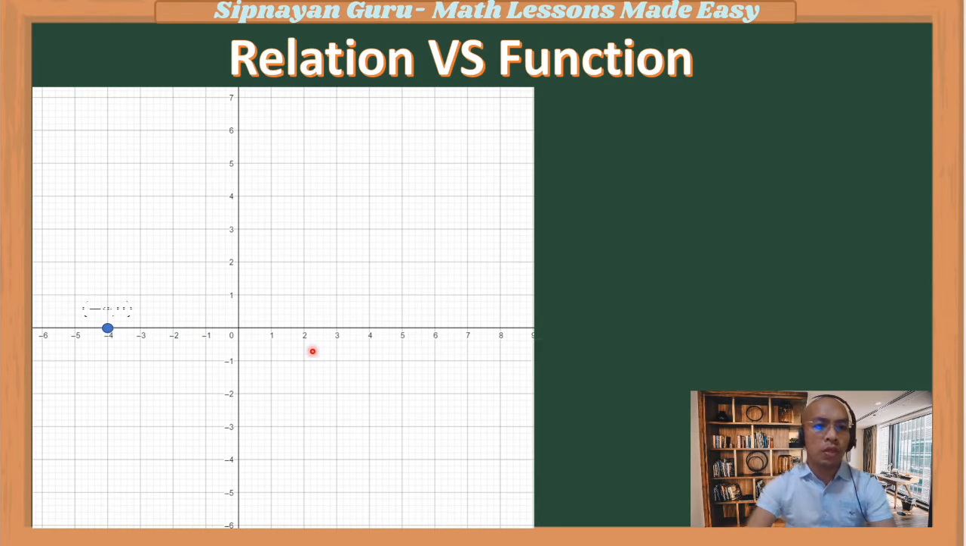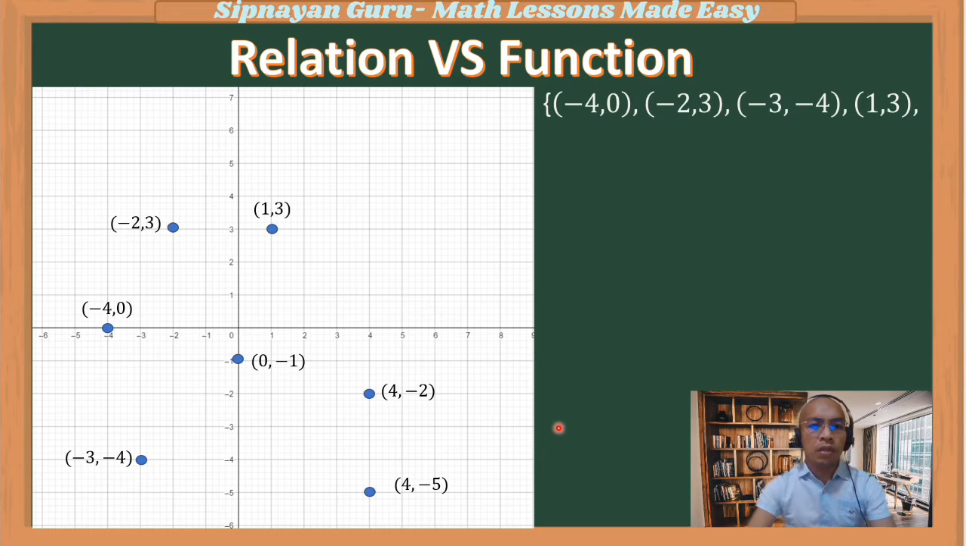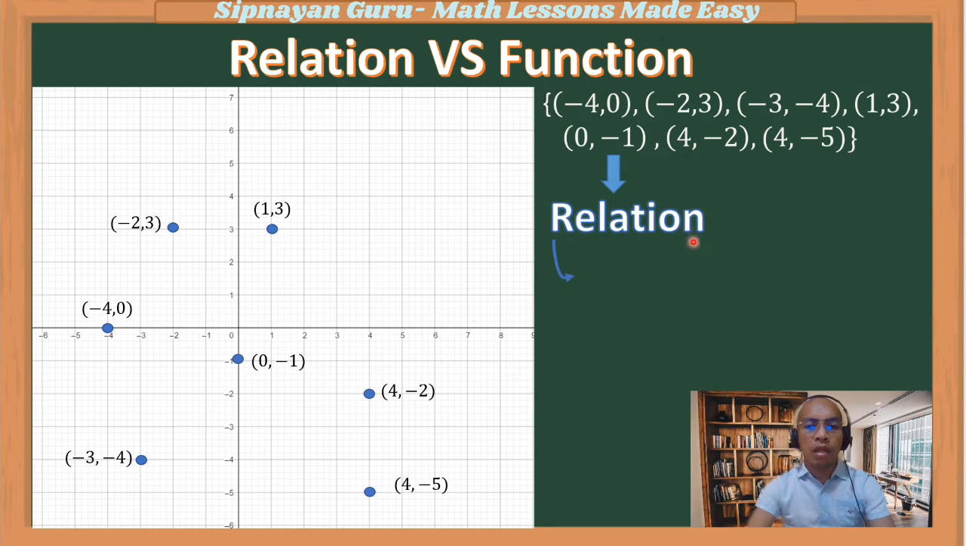Now suppose we have these coordinates in the Cartesian plane. We have (-4, 0), (-2, 3), (-3, -4), (0, -1), (1, 3), (4, -2), and (4, -5). So if you put these coordinates together in a set, which means that the elements of our set are ordered pairs, this will make the relation.